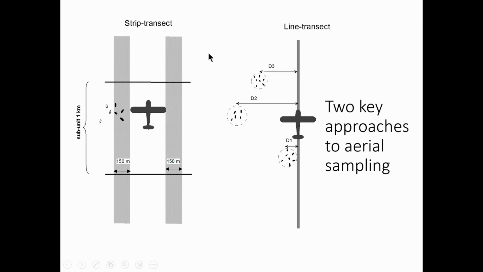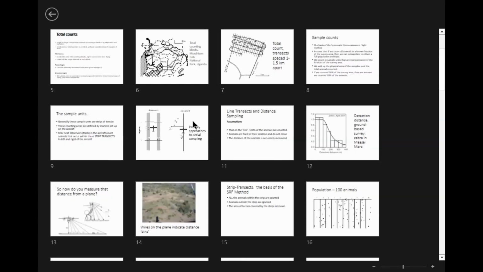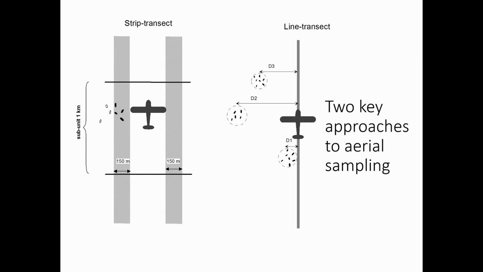Now, I don't know if you can see at the top of the screen, you can see the aircraft on the left. We're looking at two strips, one side of the plane and one the other side of the plane, while the one on the right is flying along a line. And let's deal with the one on the left first. We've described roughly how this is done. The plane flies along a transect, the strips are to left and right.